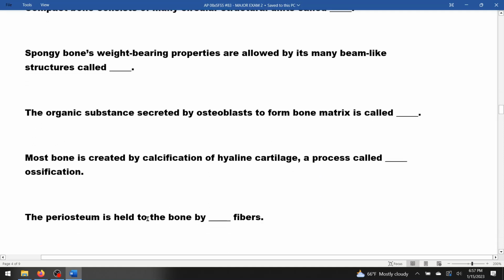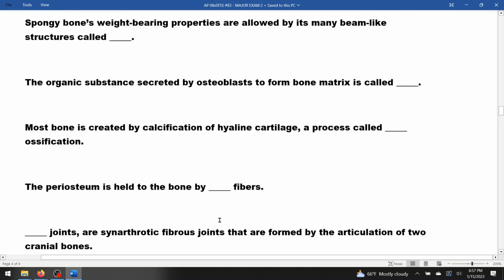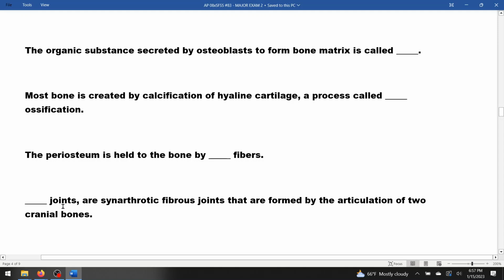The periosteum, that outer wrapping of the bone, is held to the bone by blank fibers. You could call them Sharpey's fibers or perforating fibers. Blank joints are synarthrotic fibrous joints that are formed by the articulation of two cranial bones. Well, that's a suture, right? Suture joints.